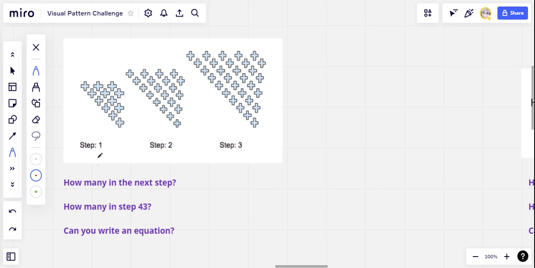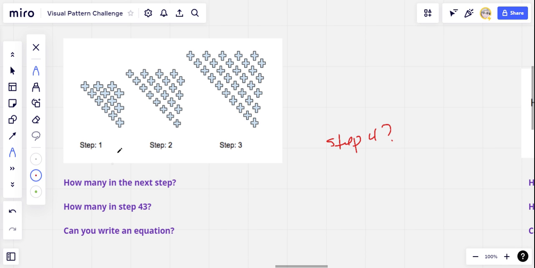Here is our pattern today. Here's step 1, step 2, step 3, and your challenge is to predict the number of little plus signs in step 4. If you can do that, can you predict the number in step 43? And can you write an equation to predict the number of plus signs in any step at all? If you'd like to accept that challenge, pause the video and see what you can do.